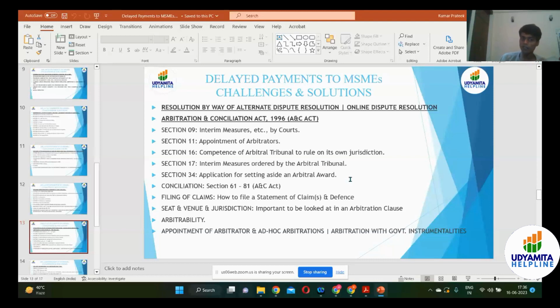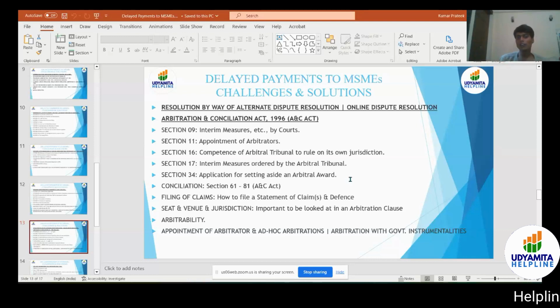And I already stated Section 34, which is the application for setting aside an arbitral award. It has limited grounds on which you can set aside an award, right? Conciliation is governed by Sections 61 to 81 of the Arbitration and Conciliation Act. It is in a different part, Part 3 of the Act, if I'm not wrong. It is in a whole different part than the arbitration. The arbitration falls into a separate part, and the conciliation falls into a separate part.